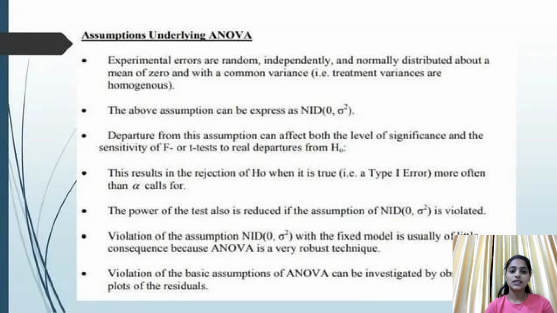Departure from this assumption can affect the level of significance and the sensitivity of the F or t test to real departures from H0. This results in the rejection of H0 when it is true, a Type I error, more often than the chosen level. The power of the test is also reduced if the assumption of NID is violated.